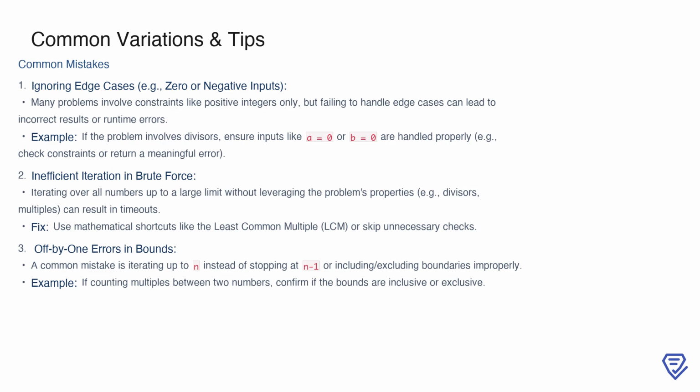When tackling the nth magical number problem, there are some common mistakes to watch out for. One of the most frequent pitfalls is ignoring edge cases, such as 0 or negative inputs. While many problems assume positive integers, failing to account for these edge cases can lead to runtime errors or incorrect results. For example, if the divisors in the problem are 0, you could run into division by 0 errors or undefined behavior. Always check constraints and handle such cases explicitly. Another mistake is using inefficient brute force methods. Iterating through all numbers up to a large limit without leveraging properties like divisors or multiples can result in timeouts, especially for larger inputs.